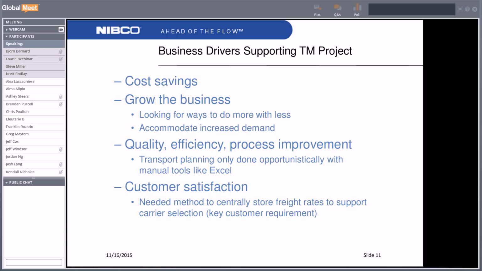Externally, we have a select group of customers that have provided our organization with routing guides to be used to determine the correct carrier when we ship to their facilities. So there was a desire to be able to systematize that process as well, rather than relying on the planner's memory to select the correct carrier.